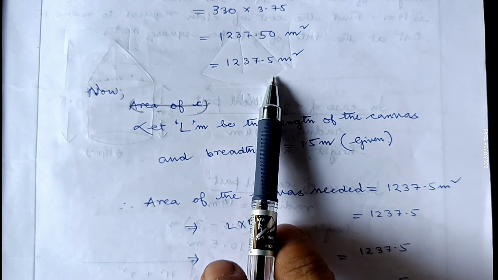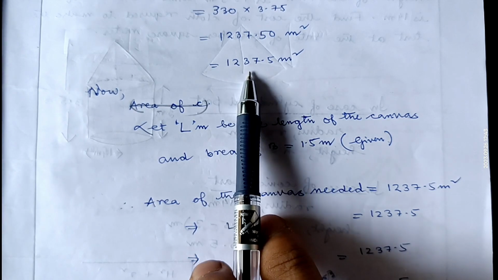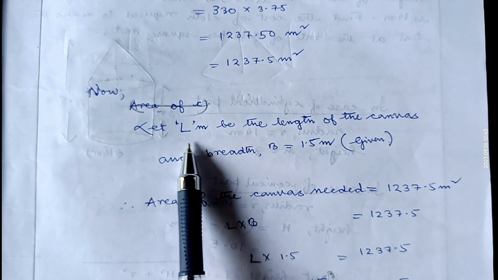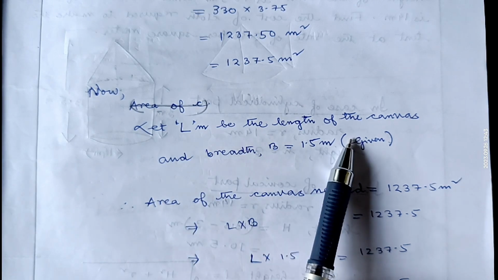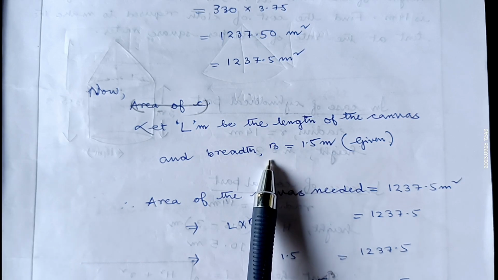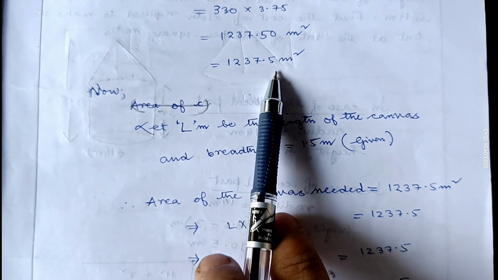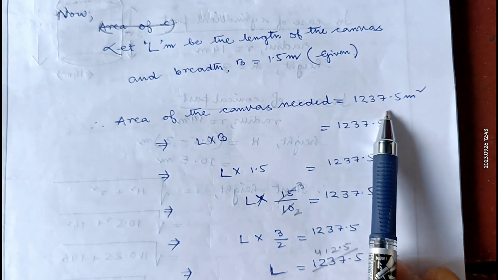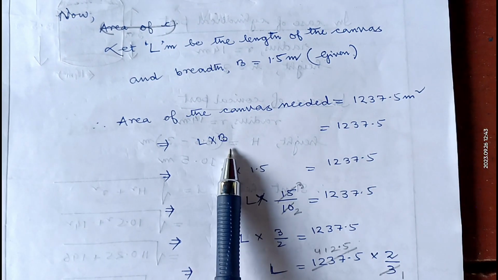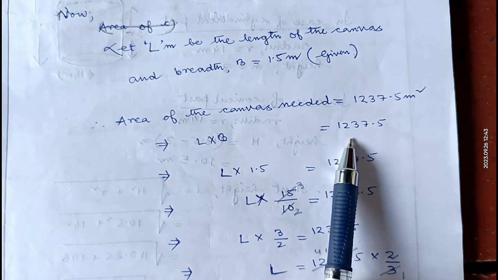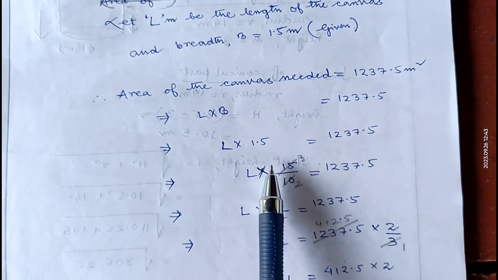Since the tent is prepared from the canvas, the total area of the canvas must also be 1237.5 meter square. Now the length of the canvas is not given. Let L meter be the length of the canvas and the breadth is already given as 1.5 meter, and we know the area of the canvas must be equal to 1237.5. So we can write, area of canvas needed is 1237.5. Length into breadth is this much. Length into breadth, 1.5, is 1237.5.